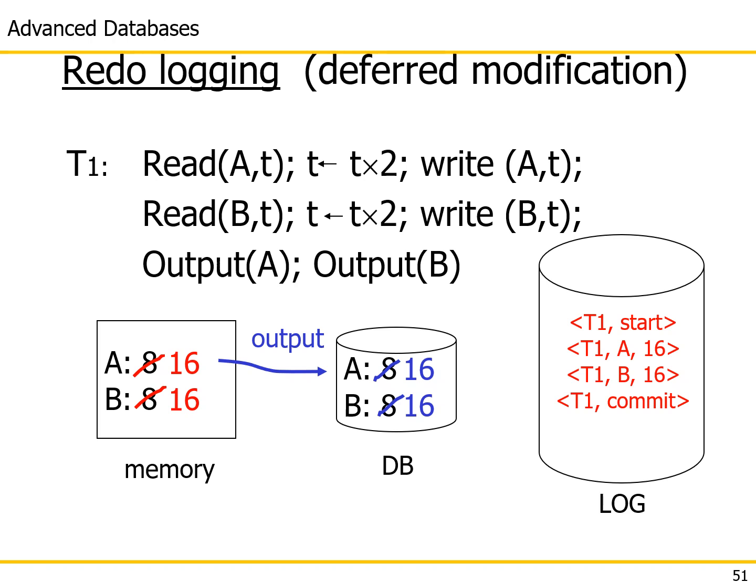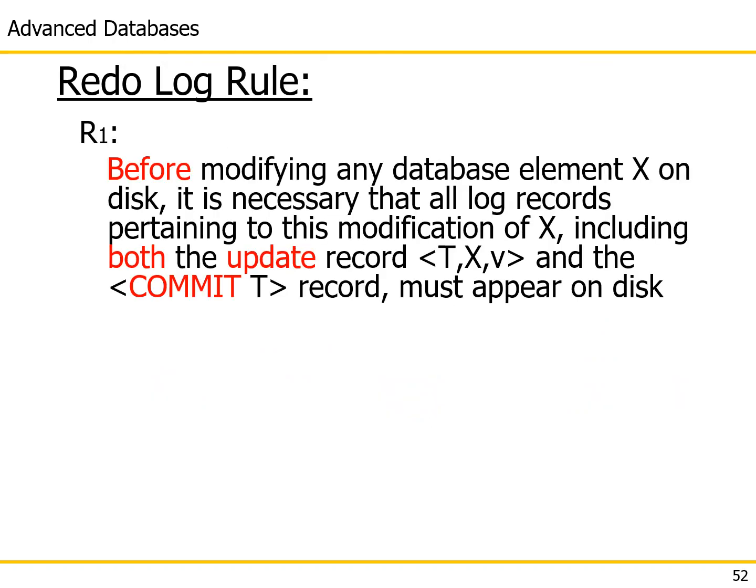Okay, so what we're going to do is set a rule that helps us a lot with the redo logging. Let me read: before modifying any database element X on the disk, it is necessary that all log records pertaining to this modification of X, including both the update record and the commit record, must appear on disk. Okay? So before you touch the table on disk, you have to write what the transaction was modifying.